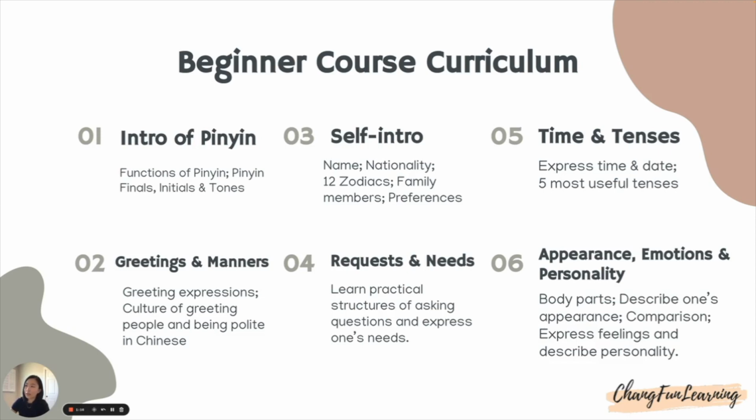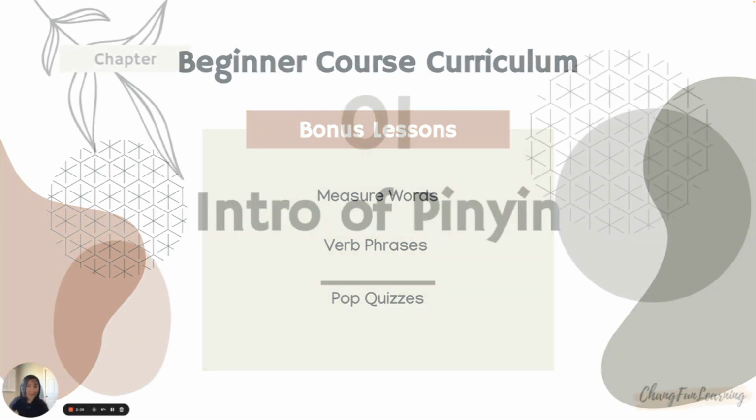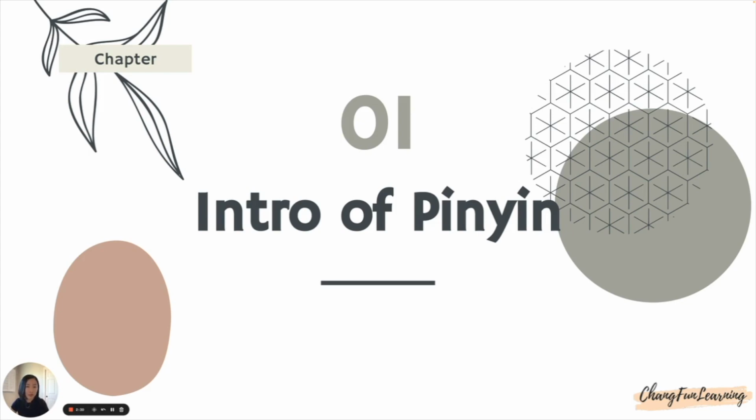In the last chapter, we'll learn body parts and describe yours or other people's appearance, and also learn practical comparison structures, and also express feelings and describe someone's personality. And of course, I have bonus lessons for you. In the bonus lessons, we will learn most useful measure words in Chinese, and also practical verb phrases, and of course, pop quizzes.